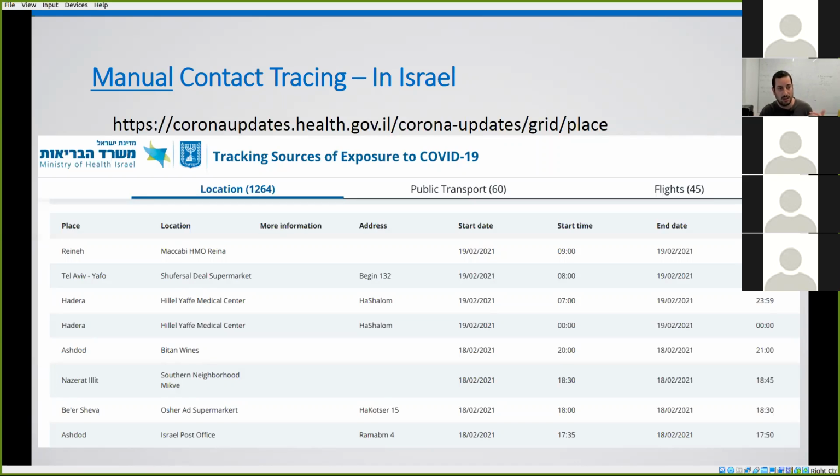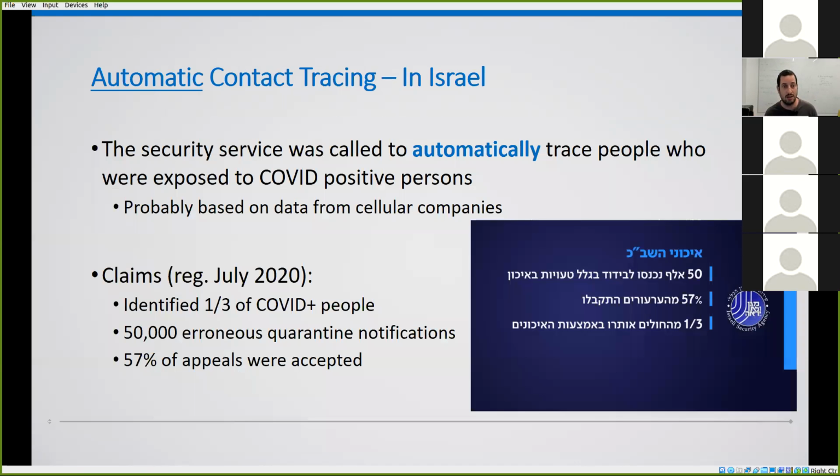The solution that was chosen in Israel in the beginning was, I think, something that is very controversial. It's basically to take a specific anti-terror tool that was used by the Israeli security service to automatically track the whole population of Israel to try to trace people that were exposed to COVID-19 positive persons. It was probably based on data from cellular companies.